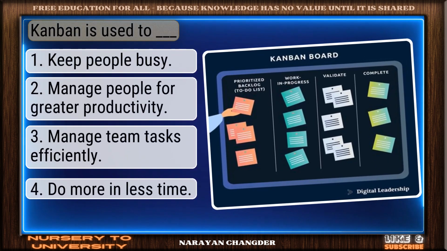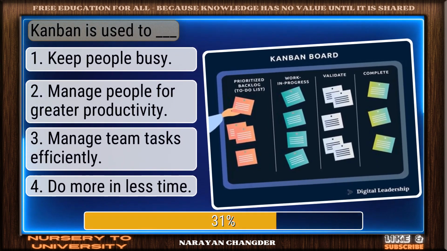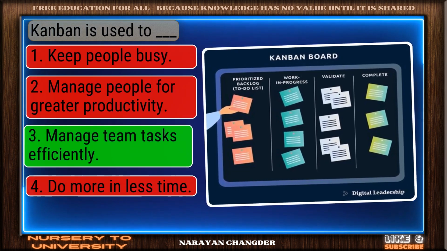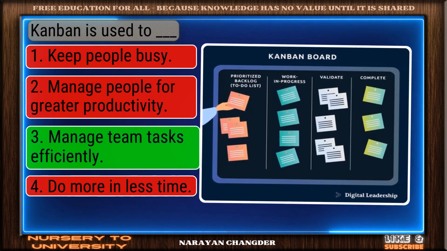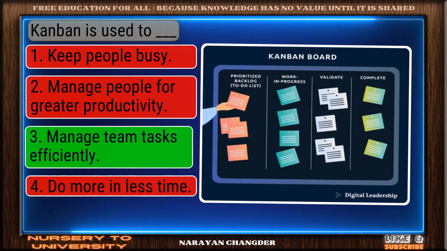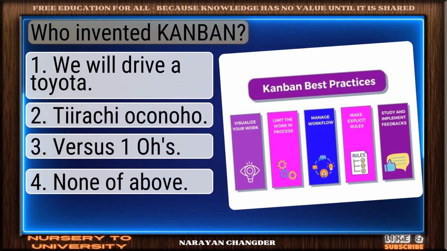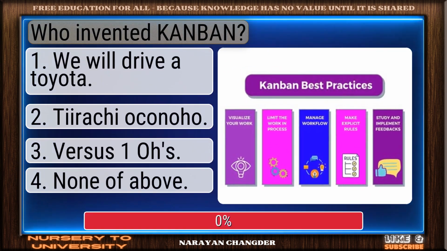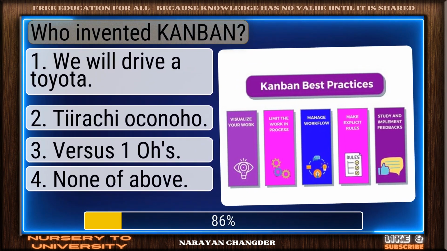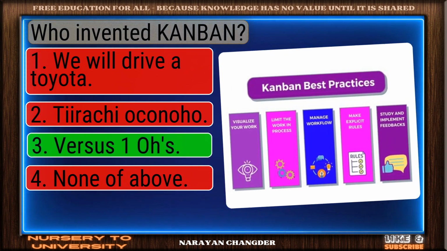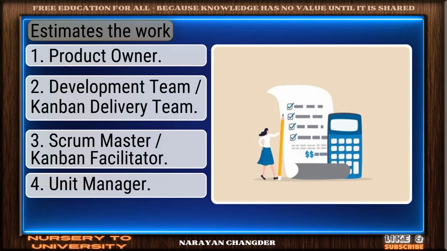Question number 72. Kanban is used to dash. Nice selection. Manage team tasks efficiently is the correct and valid answer. Question number 73. Who invented Kanban? Great job. Taiichi Ohno is the accurate answer.